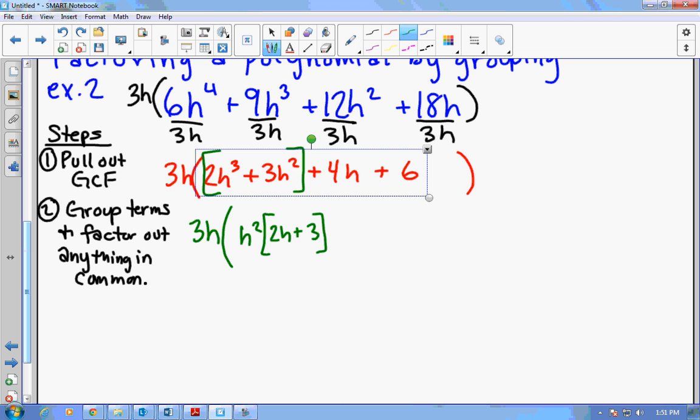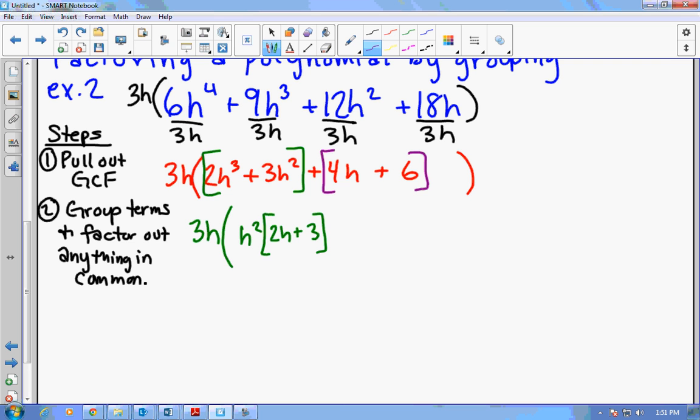Now we are going to group another set, taking the sign with it, which is just positive. 4h plus 6. I'm sorry? They both have at least 2 h's, right? This one has 3 and this one has 2. So we factored out 2 of them.